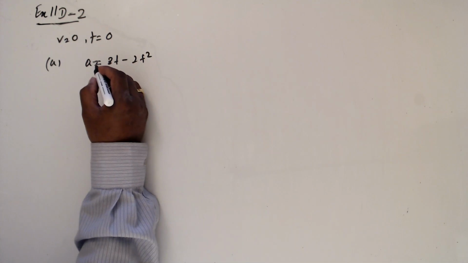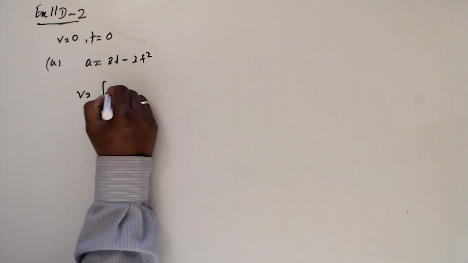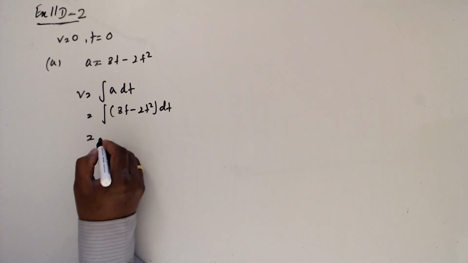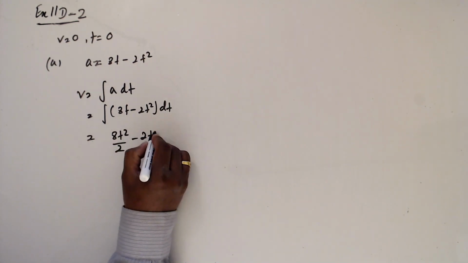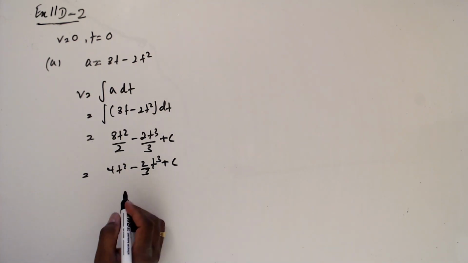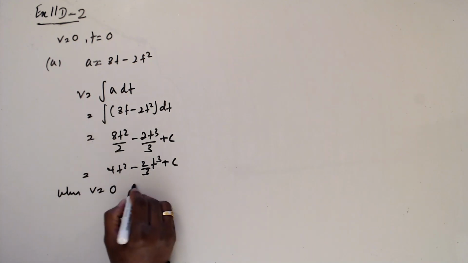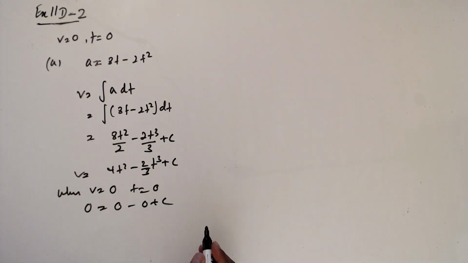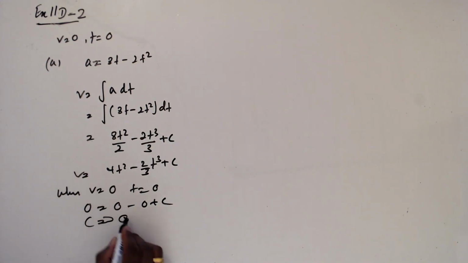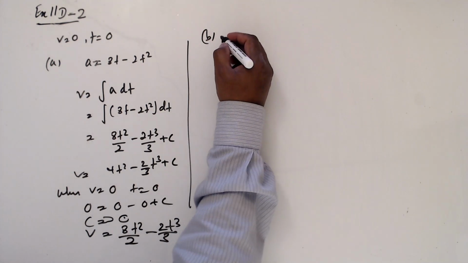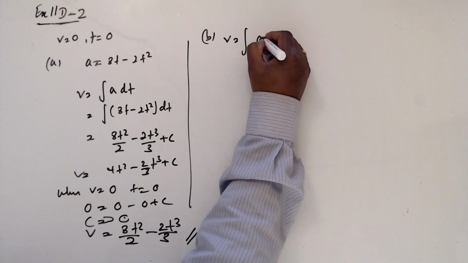So now we have to integrate this: velocity equals the integral of a dt. a is 8t minus 2t squared, dt, so this is going to be 8t squared over 2 minus 2t cubed over 3 plus c, so this is 4t squared minus 2 over 3 t cubed plus c. When v equals 0, t equals 0, we get 0 equals 0 minus 0 plus c, so c is 0, hence v equals 4t squared minus 2t cubed over 3.